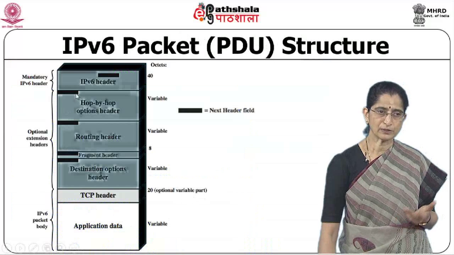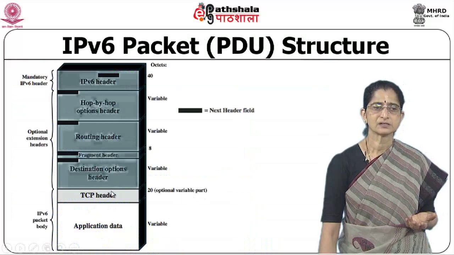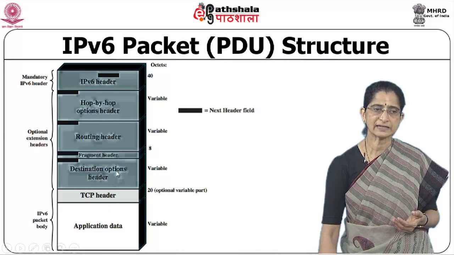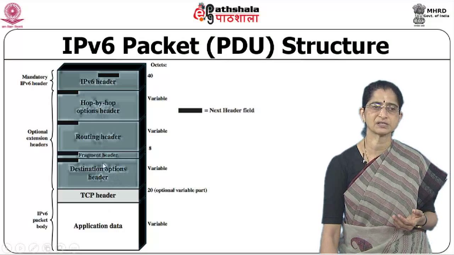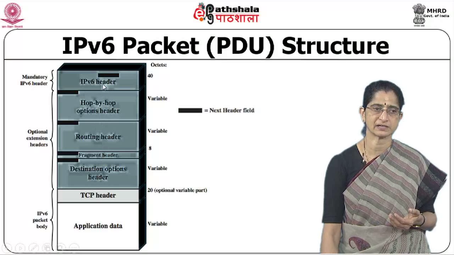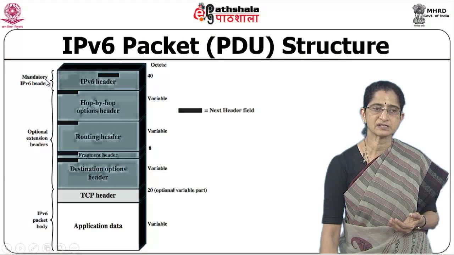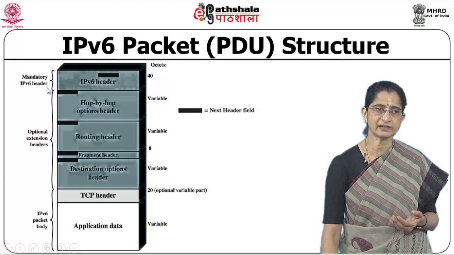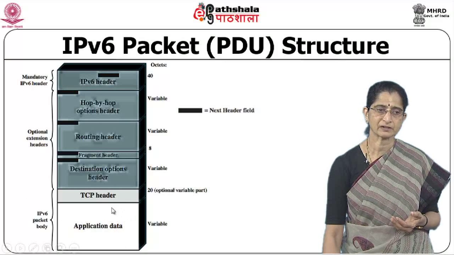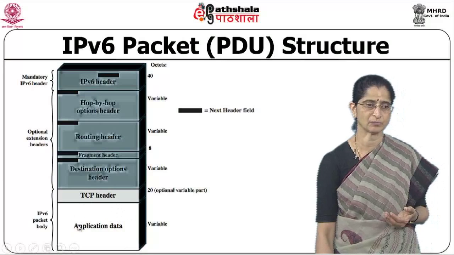So the PDU structure will look like this. You have your application data, a TCP header added to it, then the different headers: destination options header, fragment header, routing header, hop by hop options header, and then the IPv6 header. This IPv6 header part is the mandatory header, all these others are optional, and that is followed by the actual data, the packet body.